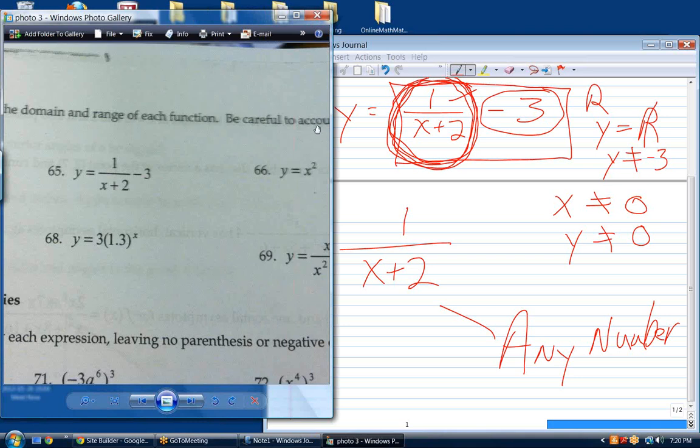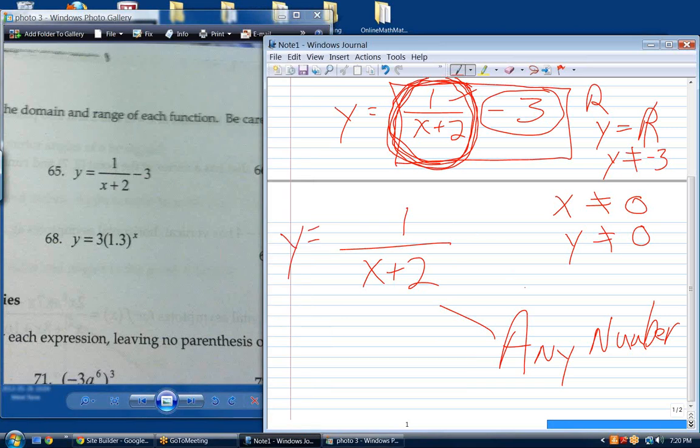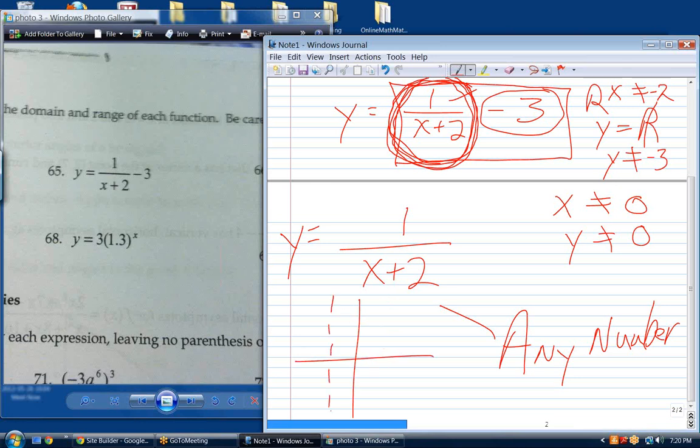Be careful to account for asymptotes and vertices. Well, this last problem, where x could not be minus 2, because the domain was x can be anything except minus 2, if we were to graph that, that's a vertical asymptote. When x can't be a certain number, it means that that's a vertical asymptote. And then the minus 3 would be a shift, so we would have a horizontal asymptote there, and our graph would look something like that. Okay. And then you could read both the domain and the range off of the graph.